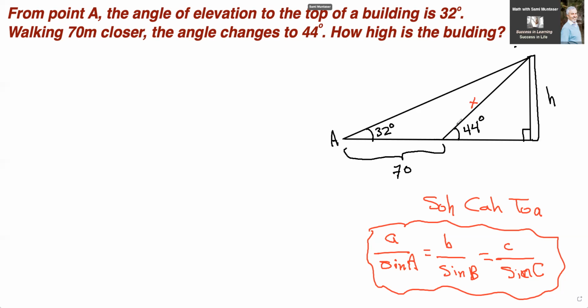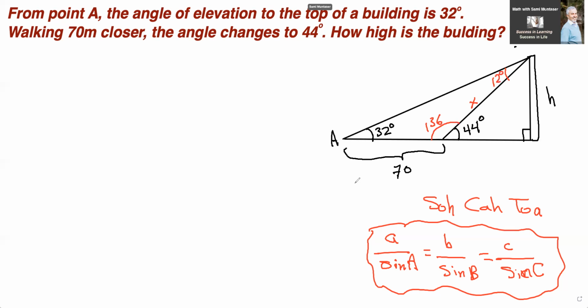So if this is 44, then this is 136, because angles on a line add up to 180. So 136 plus 44 is 180. Now we need to find this third angle as well. So here we go 180 minus 136, which gives me 44, minus 32, which gives me 12. And this angle here is 12 degrees.